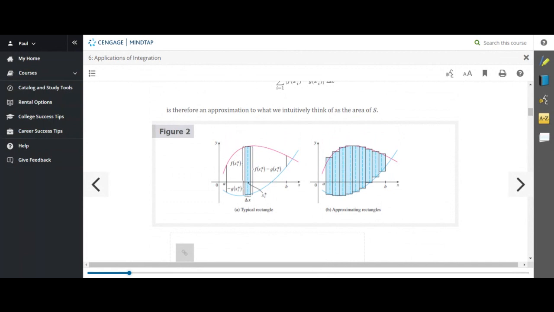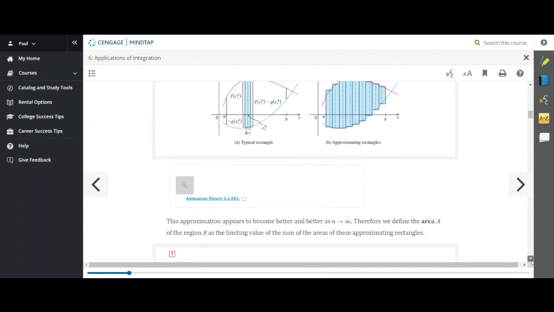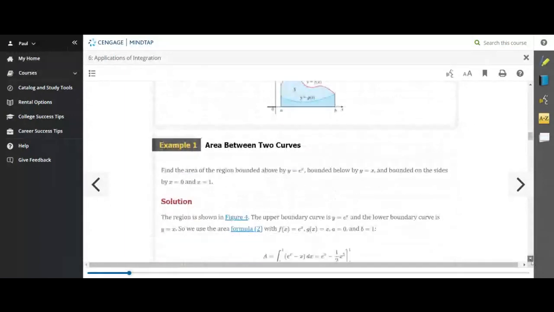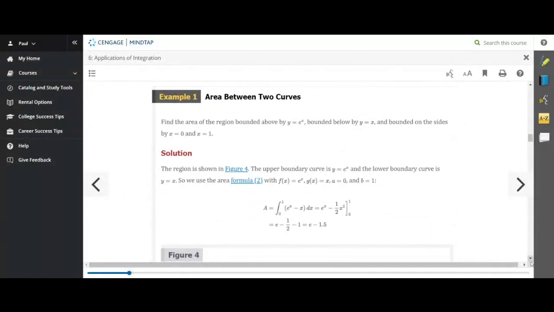All right, you're welcome. Are there any other good questions? Okay, well, of course, we'll do an example, but let's look at some of the book examples here. In example 1, they want you to find the area of the region bounded above by the function y equals e to the x, below by the function y equals x, and bounded on the sides by x equals 0 and x equals 1. Those are vertical lines.